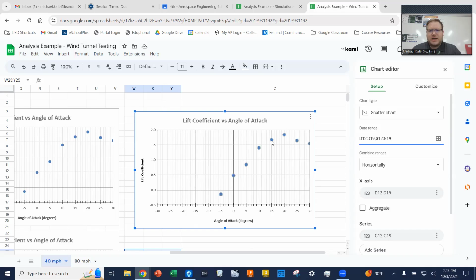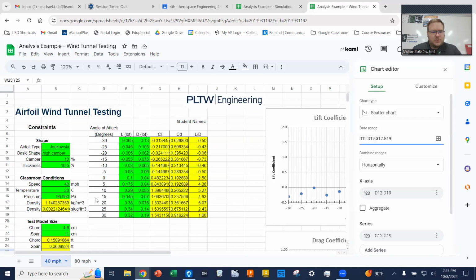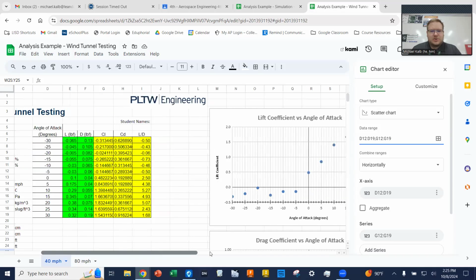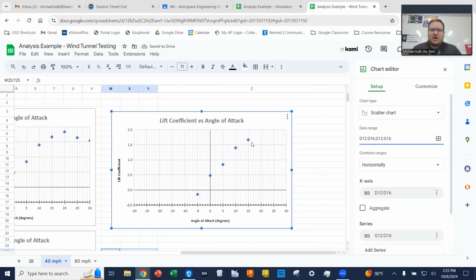And I want to go to positive 15 right here. It already does start to curve off here at 20. So 15 degrees angle of attack. What row is that? Row 16 in this case. So I want to make the upper bound for all of these 16. So change that to D16 and G16, press enter. And now I've cut off the nonlinear regions.